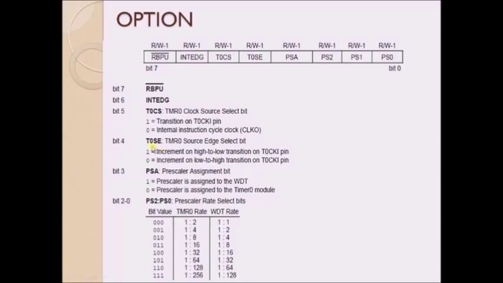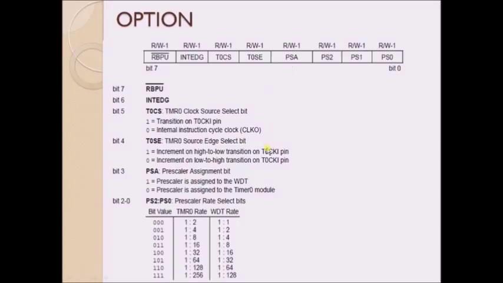Now with the help of this particular bit, that is T0SE, select edge, we can select a particular edge for counting the events, that is high to low. If you are programming it to 1, it means a falling edge on T0CKI will increment the counter. If you are programming it to 0, then a rising edge on T0CKI will increment the counter. And then we have the prescaler assignment.